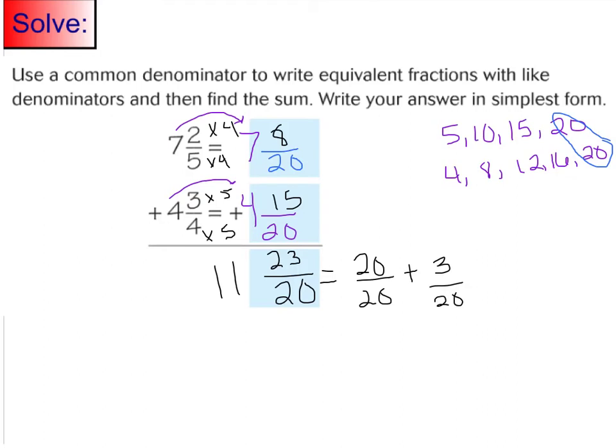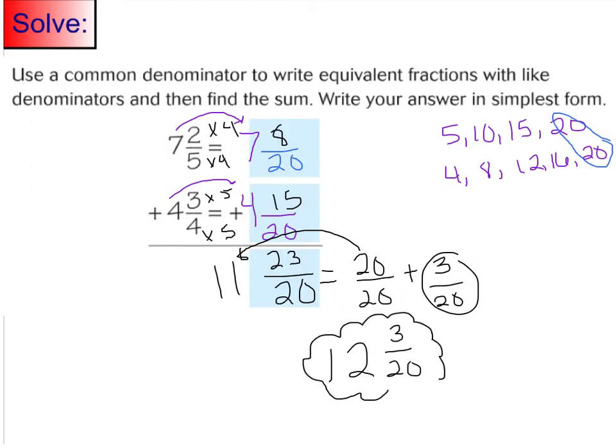So you can see that 20/20 is a whole. So I'm going to add my 20/20 to my 11 wholes. So that gives me 12 wholes. Then I have my 3/20 left over. So my actual answer in the end is 12 wholes and 3/20.